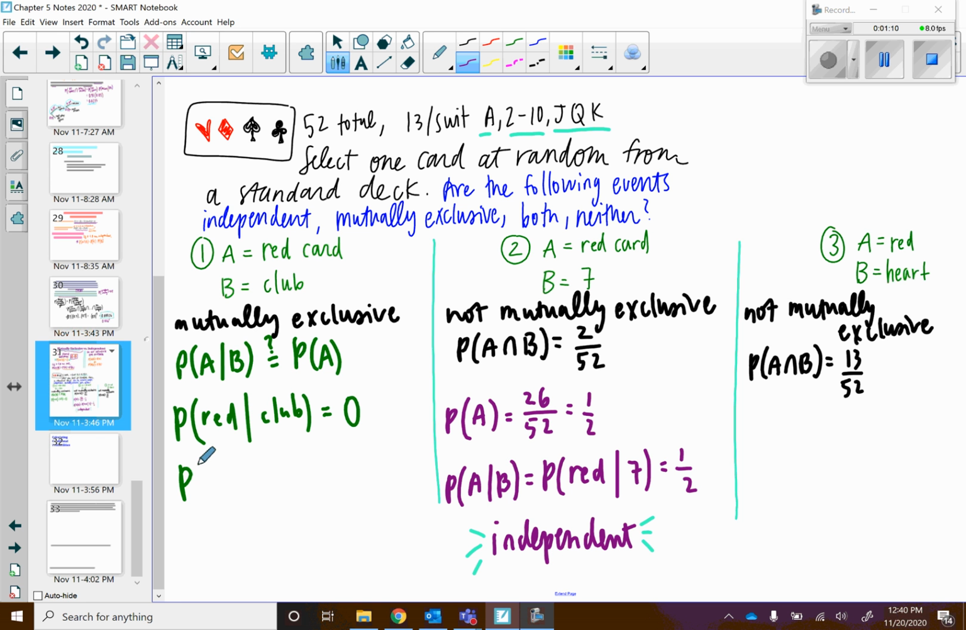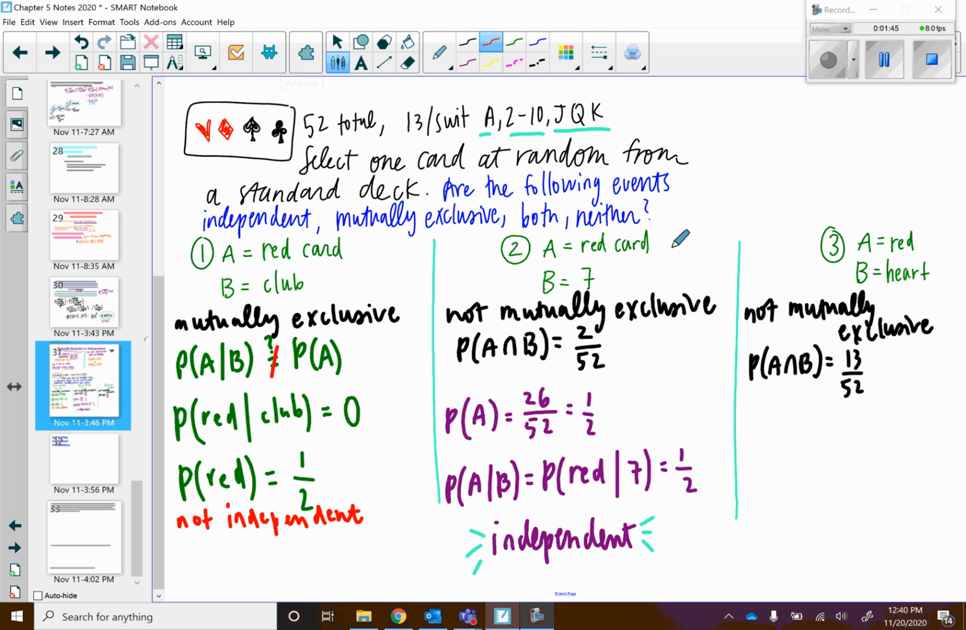Well, then let's compare that to the probability of A, which is the probability of being a red card. Well, half of the cards in the deck are red, and so obviously these are not the same. 0 is not the same as 1/2. These are not equal to one another. These two events are not independent, meaning knowing information about one does tell us more about the other.